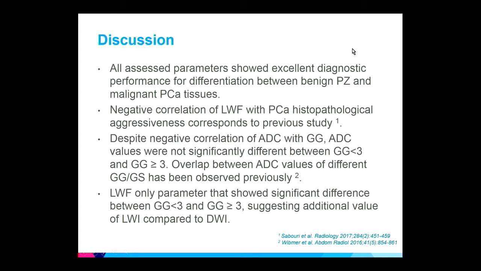So as I said, all the parameters already showed excellent diagnostic performance for differentiation between benign and malignant prostate tissue. So for detection, this technique may not have a lot of value. However, in particular for prediction of the aggressiveness or the Gleason score, I really believe that this technique may have substantial value for multiparametric MRI of the prostate.